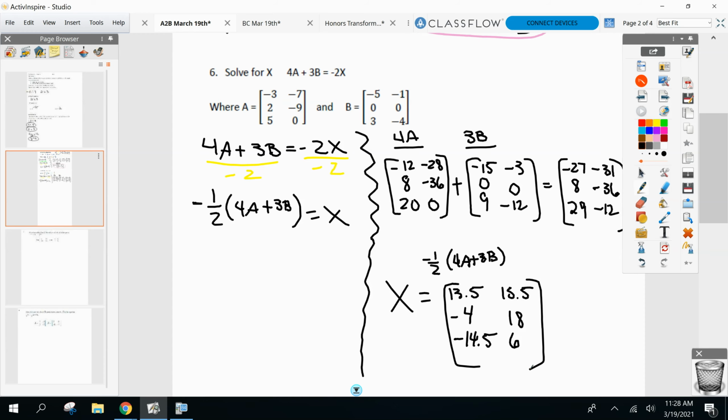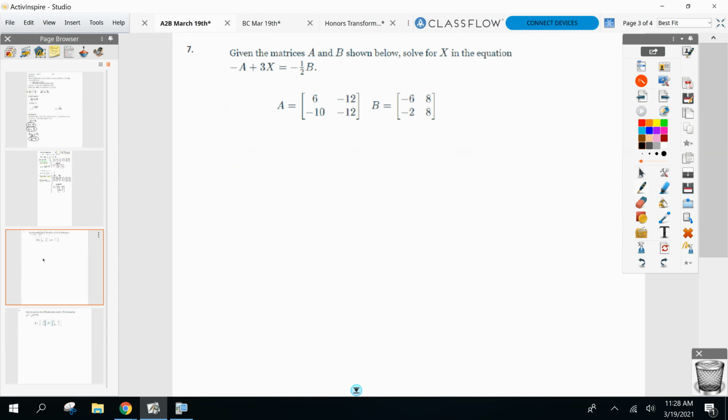Questions, comments? Just got to take your time. That's it. Just take your darn time. You mess up on one sign like I did before, it's over. All right, 2 more, we're done. 2 more, we're calling it a day. We're not even halfway through yet. These matrices are a little smaller, so hopefully they'll go quick.